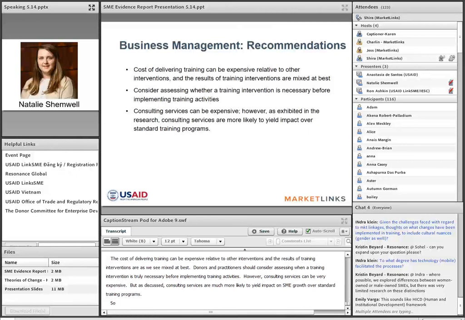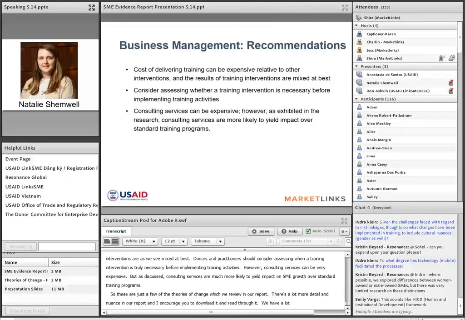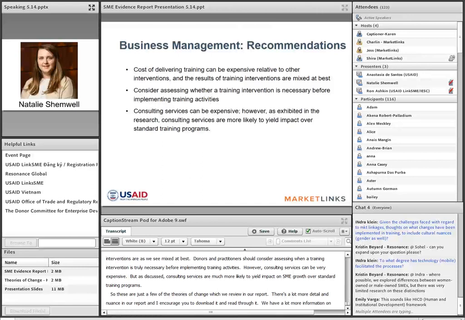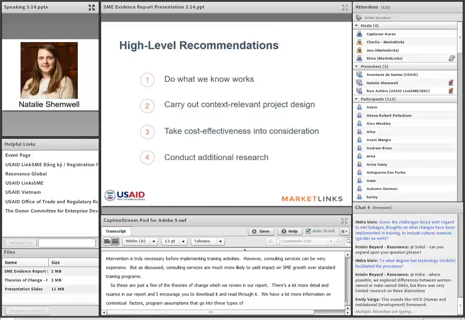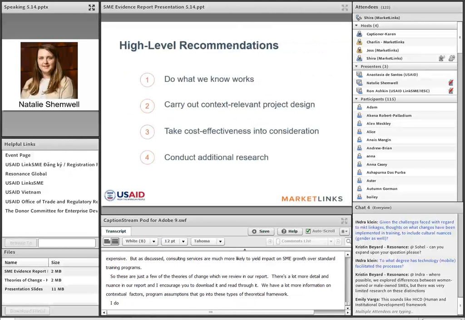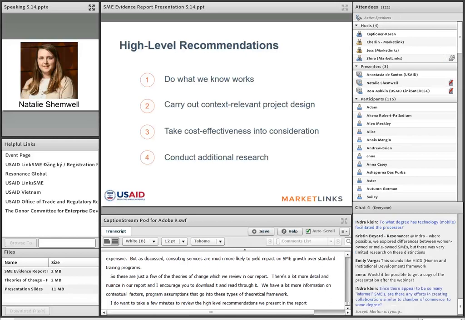So these are just a few of the theories of change which we review in our report. There's a lot more detail and nuance in our report, and I encourage you to download it and read through it. We have a lot more information on contextual factors and program assumptions that would go into these types of theoretical frameworks. I do want to take just a few minutes to review the high-level recommendations we present in the report. The first is do what we know works.